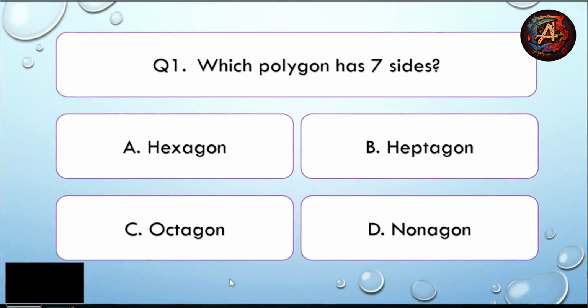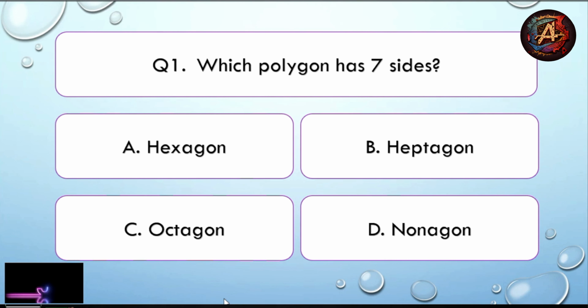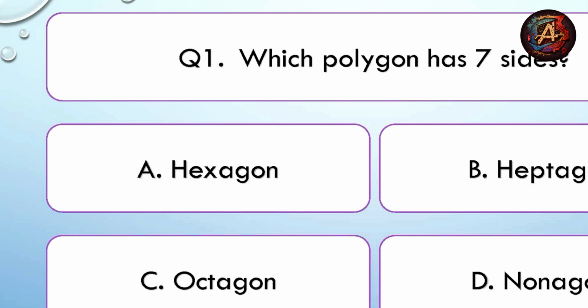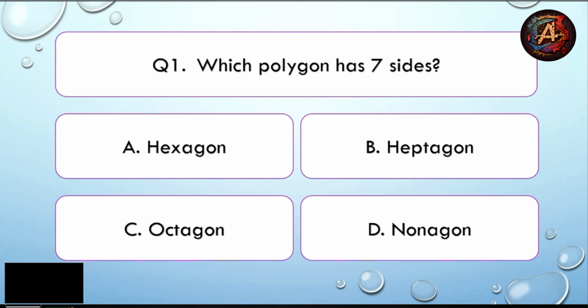Question number 1. Which polygon has 7 sides? Is it A, hexagon, B, heptagon, C, octagon, or D, nonagon? I'll give you 5 seconds to think about your answer. Alright, math learners, this is one of the easiest questions to be given in your examination. Why? Because this is just naming the polygon based on the sides.